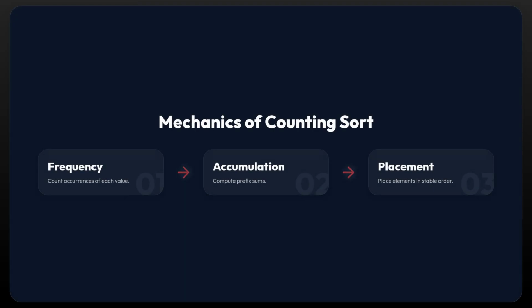The counting sort algorithm operates in three distinct phases. First, frequency analysis, where we build a histogram of the data. Second, accumulation, where we transform those counts into starting indices. And finally, placement, where we construct the sorted output array.